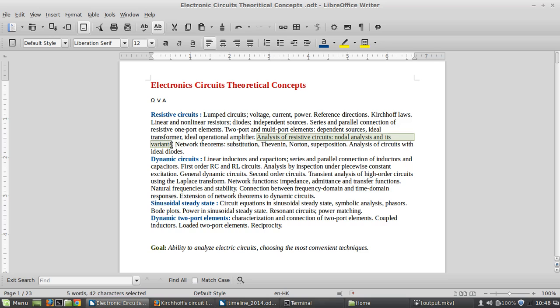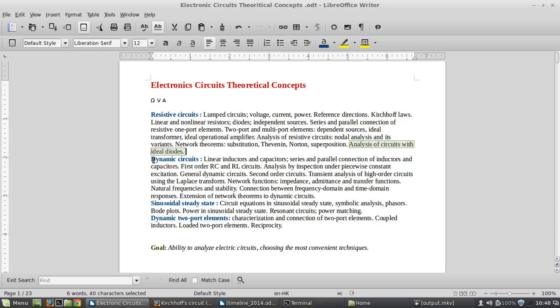The analysis of resistive circuits includes concepts like nodal analysis and its variants, and you also have some network theorems or tools, called substitution, Thevenin, Norton, superposition. Analysis of circuits with ideal diodes will be done, but it depends on the situation. If I have time, I will also be discussing these ideal diodes.